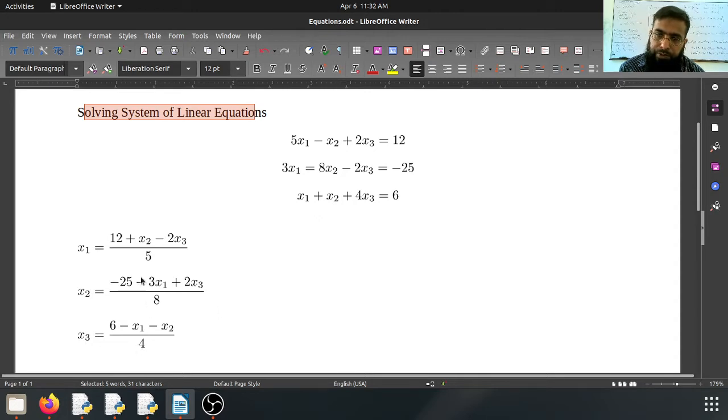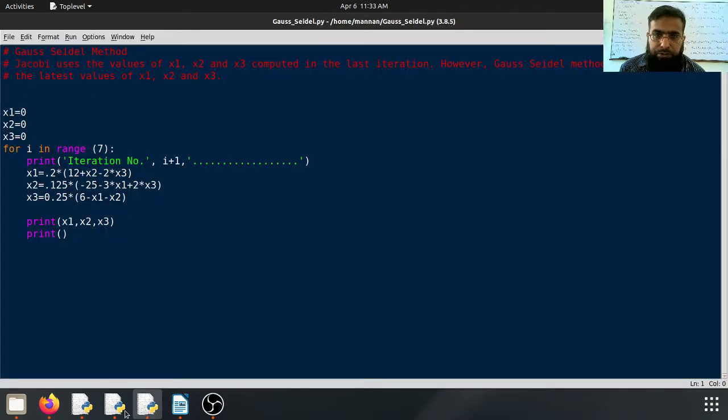And then we proceed by first assuming some initial values for x1, x2 and x3. At iteration 0, we normally take them equal to 0. So we assume x1 is equal to 0, x2 is equal to 0 and x3 is equal to 0, and we move on using a Python code. So let's move on to the Python code for this.